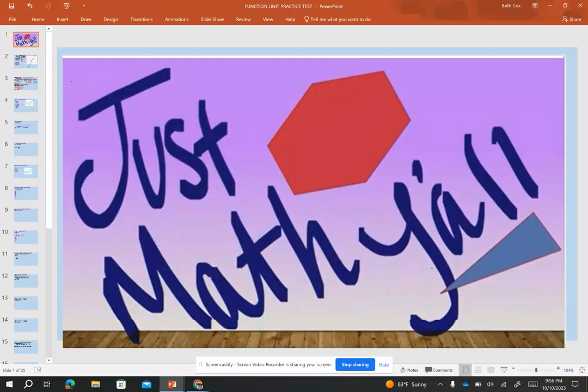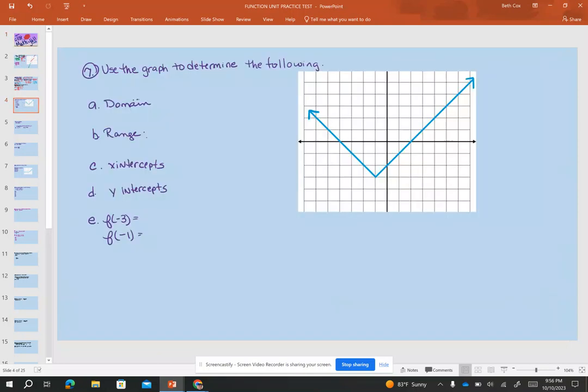In this video, we're going to continue working on the functions unit practice test. We're going to start with number 7. Here we go. With this one, we have a graph and we've got to determine the domain, the range, the x-intercepts, the y-intercepts, the f of -3 and f of -1.